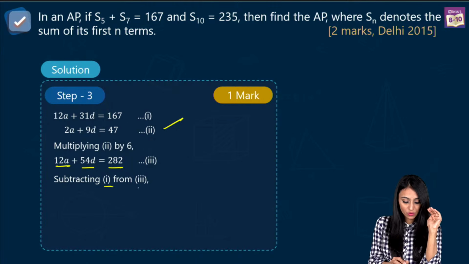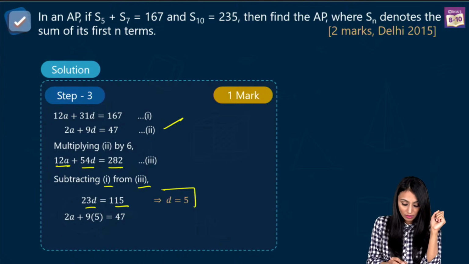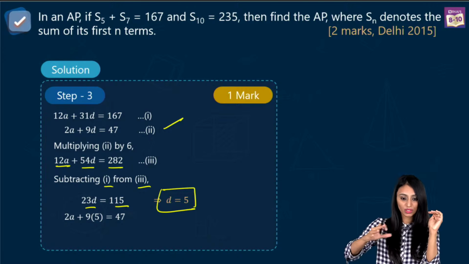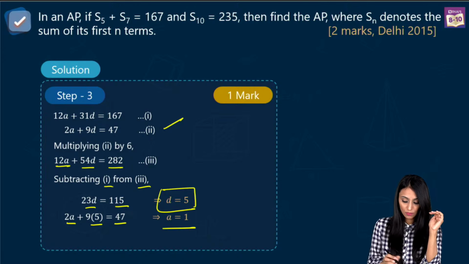So subtract first from third. We are subtracting the equations. We get 23d equals 115. So d is equal to 5 here. We have got the value of d. All we need is the value of a. You can put this value of d in any of the equations. So you have 2a plus 9 times 5 equal to 47. So a would be equal to 1.